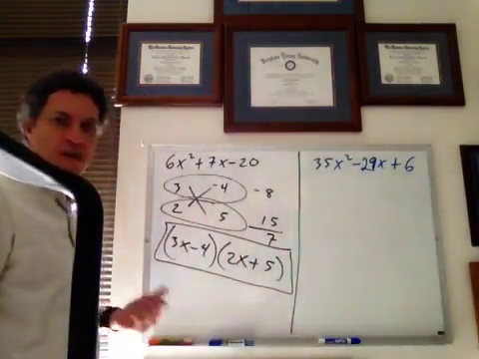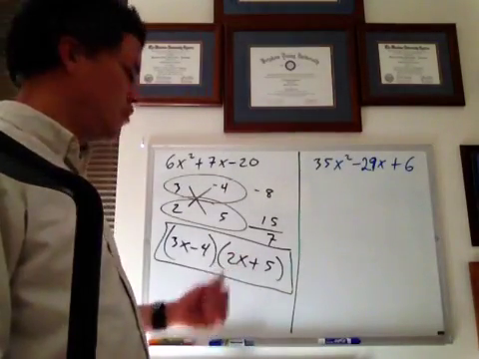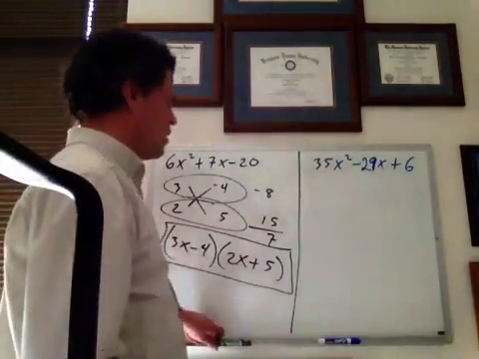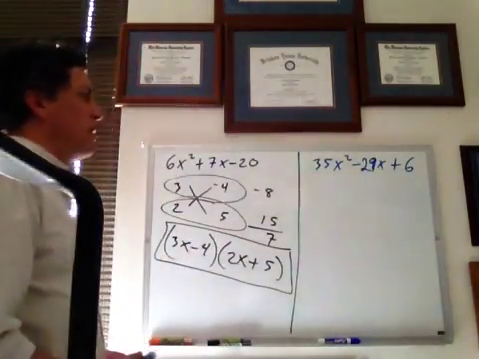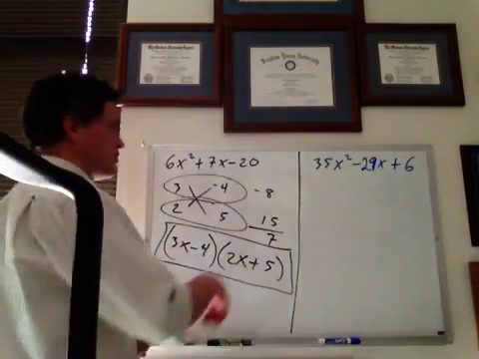I show this approach to my students, my in-class students, and usually they do really, really well afterwards. And they really like this approach. So let's try this one more time with 35x squared minus 29x plus 6. A little bit of a different scenario this time.